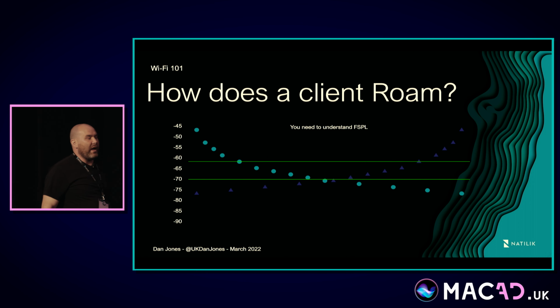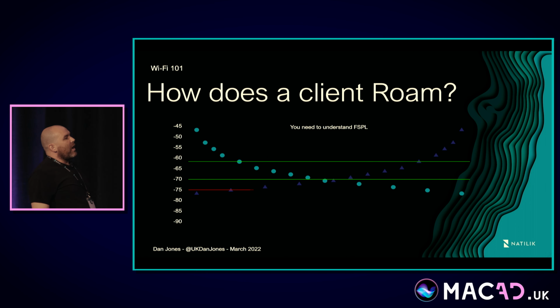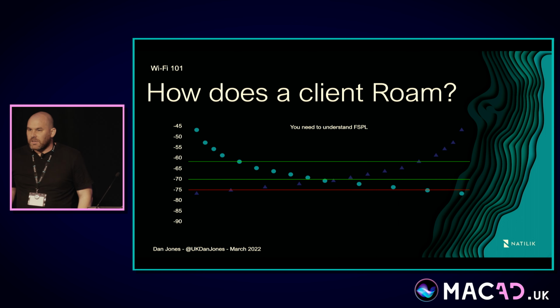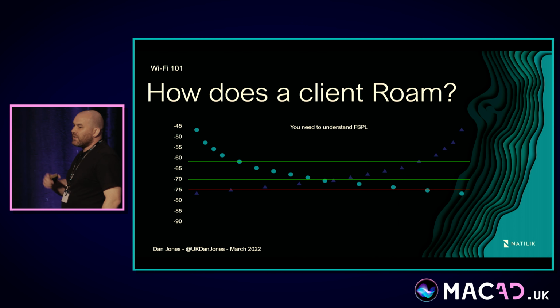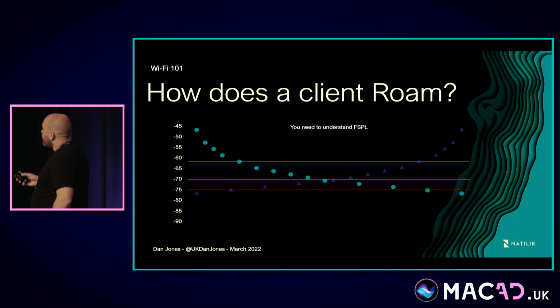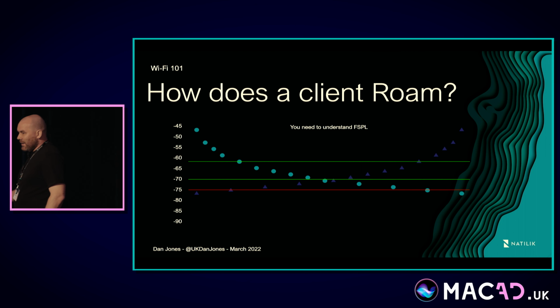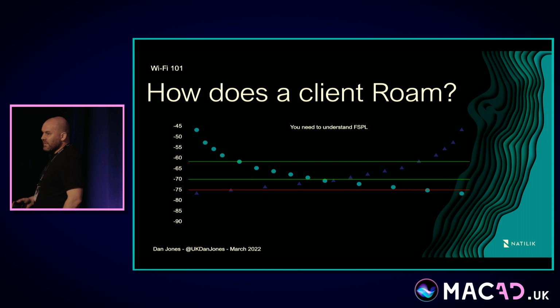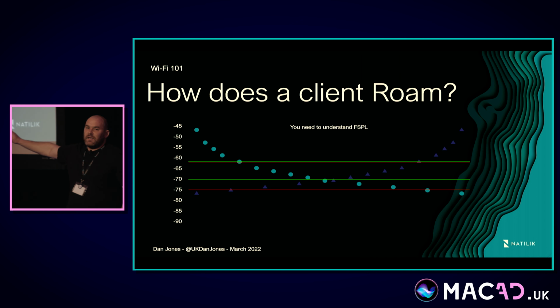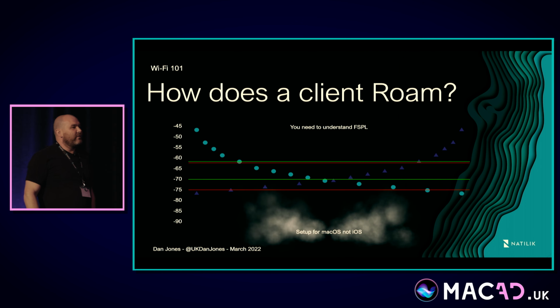Poor design for an iPad. If we look at a macOS device, however, macOS will start scanning, start probing, once it gets to -75. But it always needs, whether it's using data or not, an AP that's 12 dB higher. And what you'll notice is, this here is a network that is designed for macOS.